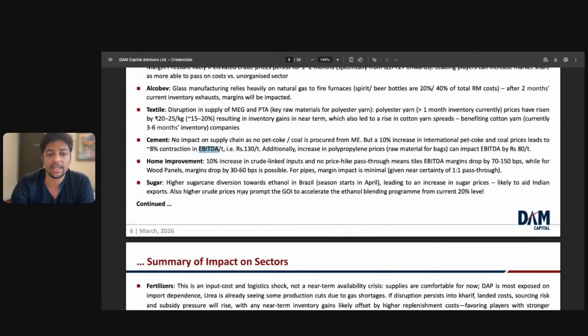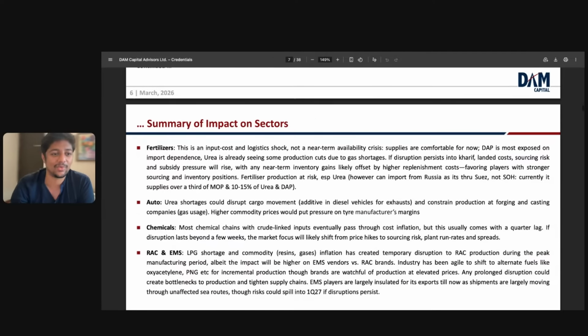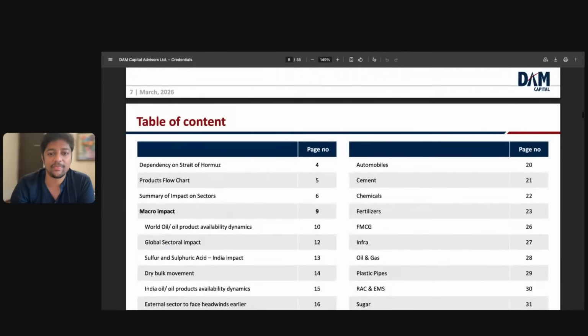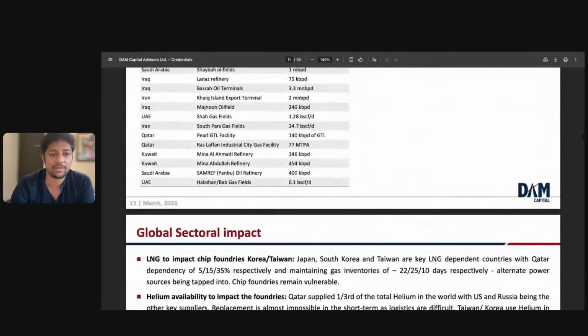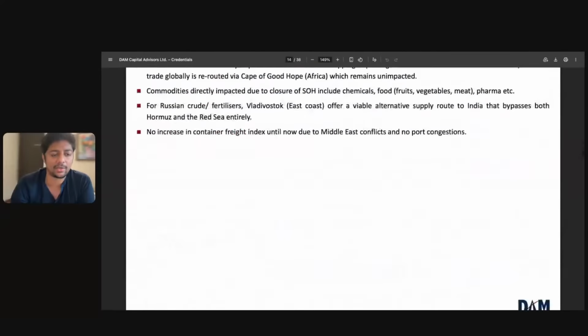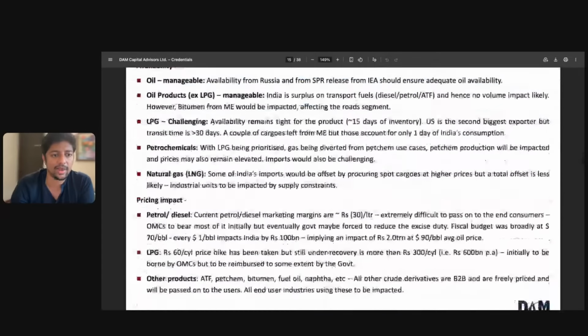Sugar: high sugarcane diversion toward ethanol in Brazil, leading to increased sugar prices. Now, by the way, sugar prices are spiking. That is something that someone recently posted on Twitter, that sugar prices have started shooting up, and that again is going to start getting more and more impacted, right? So if you want to see it, don't look at macro impact. You can read this document later. Let's look at only India impact.